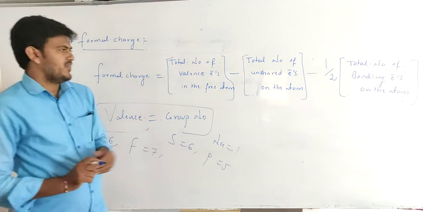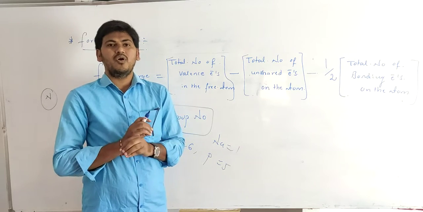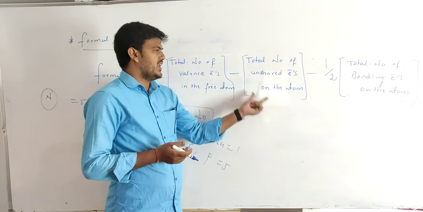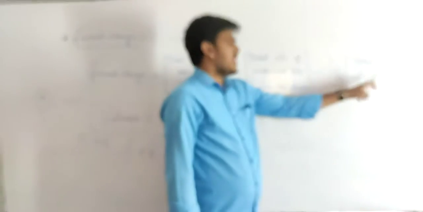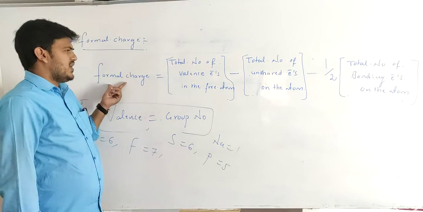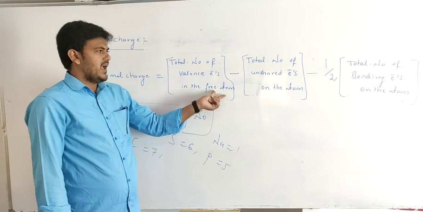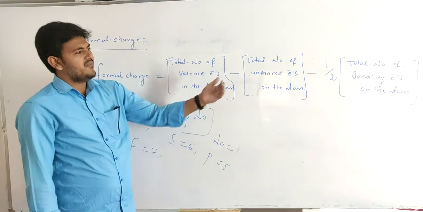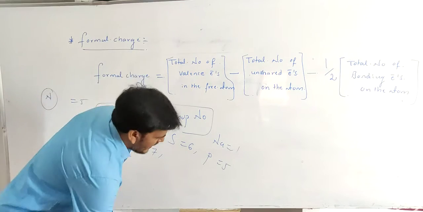Next, the total number of unshared electrons on the atom. Unshared means non-bonding electrons, without participating in bond formation. Then minus half into the total number of bonding electrons. So the formal charge is equal to the total number of valency electrons in the free atom, minus the total number of unshared electrons on the atom, minus half into the total number of bonding electrons on the atom.